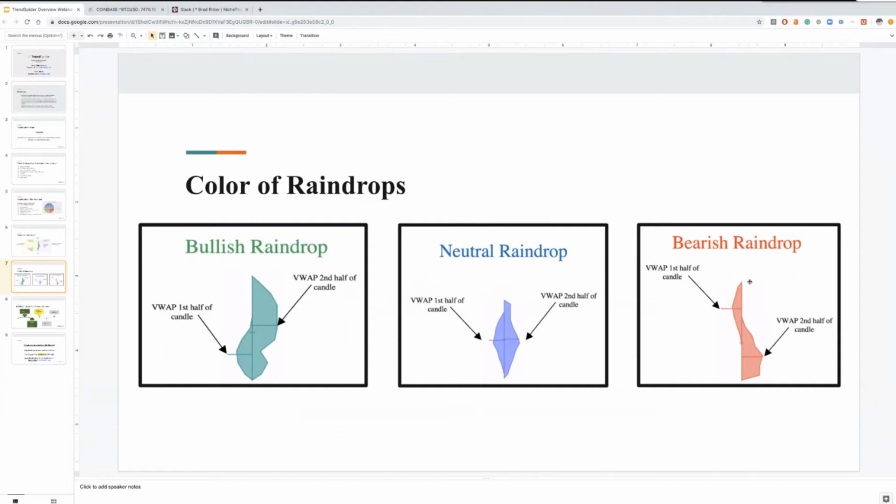And then the bearish raindrop is the opposite of a bullish one. So when the VWAP for the second half of the period is lower than the first, you can see how that volume is flowing throughout the period into the lower range of the day, creating new lows on the right side. So this is a raindrop and how you can dissect it.